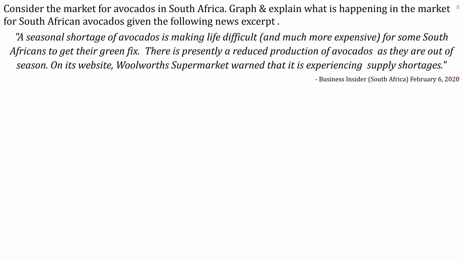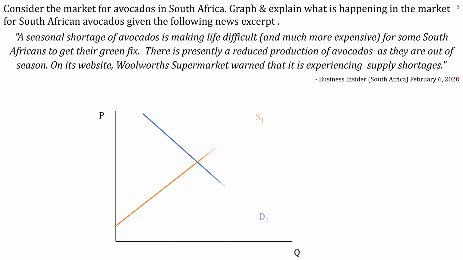Now your job is to interpret what this means using what you've learned in economics. Okay, so you start with a regular supply and demand diagram and you call that the avocado market. Okay, now you have to ask yourself which curve is shifting here. Is it the supply or the demand? And is it up or down? Is it right or left? Is it an increase or a decrease?